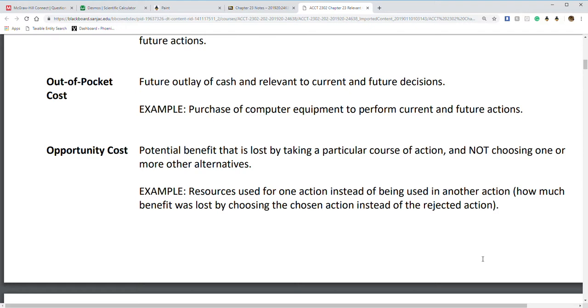This is really kind of like our timeline change. Well, if I did this, how much would I've actually made? Compare if I did this, if something's taken over for something else, how much am I losing? So book uses resources used for one action instead of being used in another action, or how much benefit was lost by choosing the chosen action instead of the rejected action.